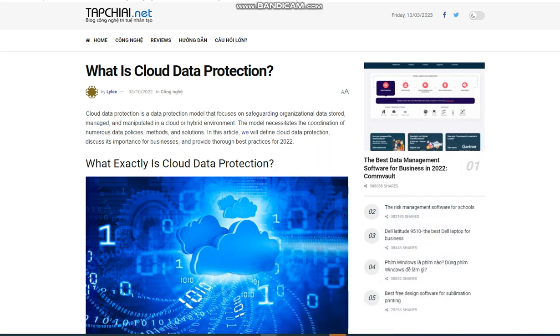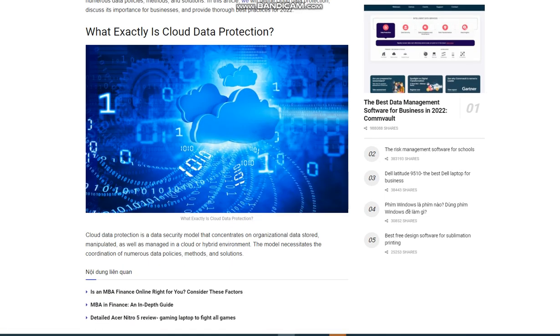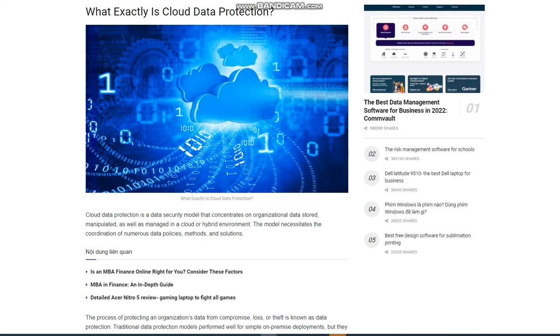What is cloud data protection? Cloud data protection is a data protection model that focuses on safeguarding organizational data stored, managed, and manipulated in a cloud or hybrid environment. The model necessitates the coordination of numerous data policies, methods, and solutions.